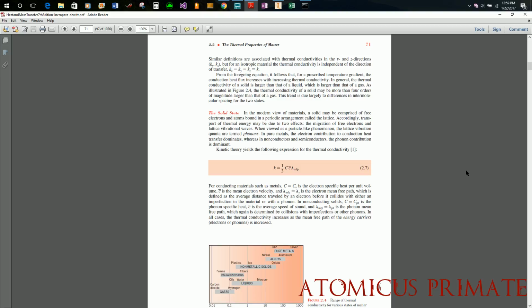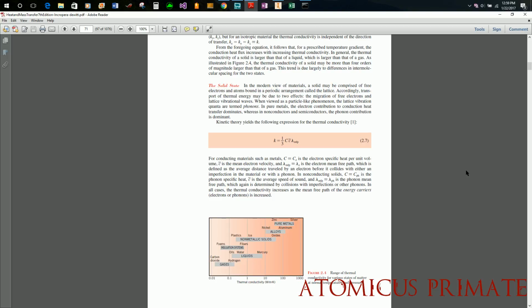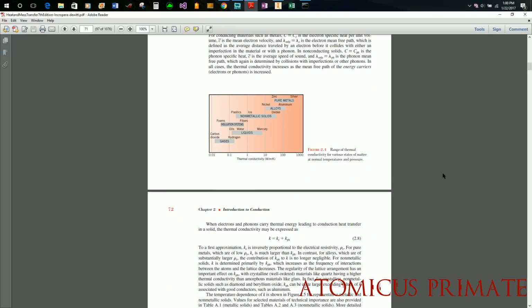In non-conducting solids, C is defined as C sub ph, which is the phonon specific heat. c-bar is the average speed of sound, and lambda sub mfp is defined as lambda sub ph, the phonon mean free path, which again is determined by collisions with imperfections or other phonons. In all cases, the thermal conductivity increases as the mean free path of the energy carriers, electrons or phonons, is increased.